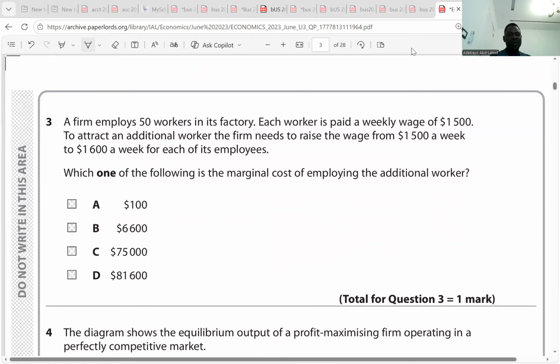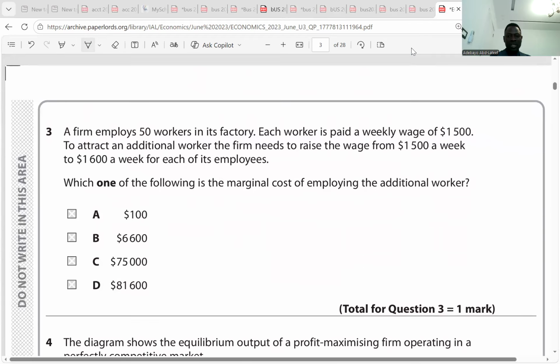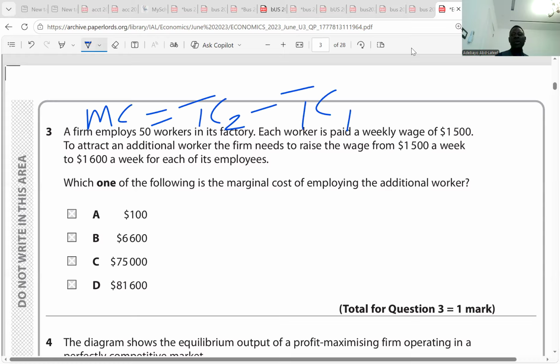Then go to question 3. They said, a firm employs 50 workers in its factory. Each worker is paid a weekly wage of $1,500. To attract an additional worker, the firm needs to raise the wage from $1,500 a week to $1,600 a week for each of its employees. So there's an additional worker here. Which one of the following is the marginal cost of employing the additional worker? First, how do we calculate marginal cost? MC equals TC2 minus TC1. So now we have to find TC1 and TC2.